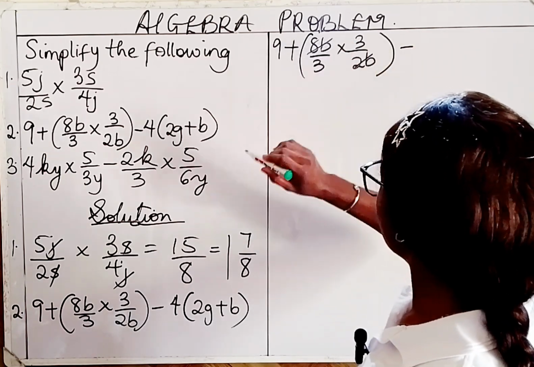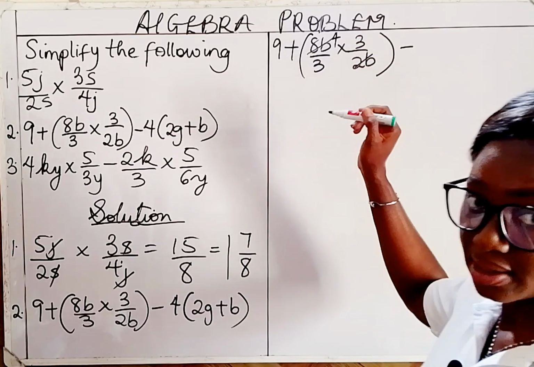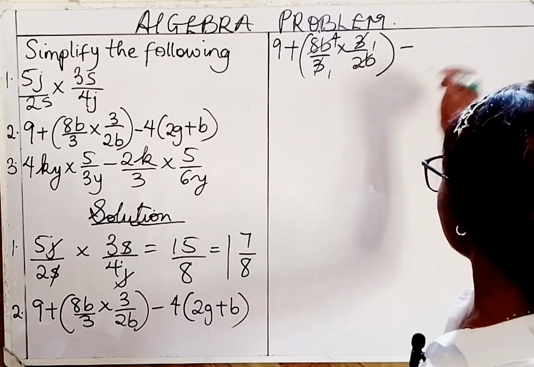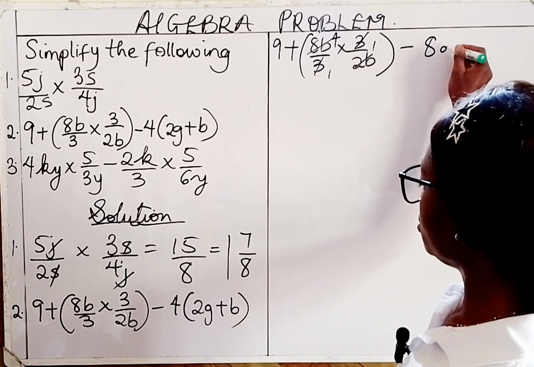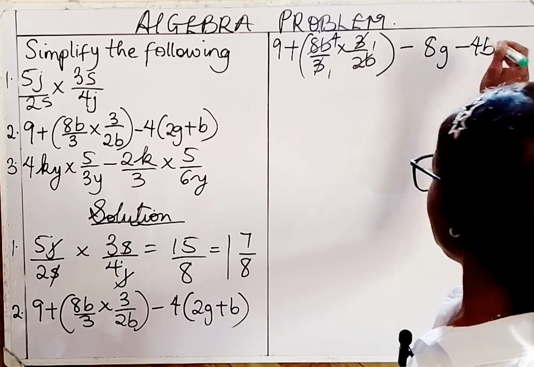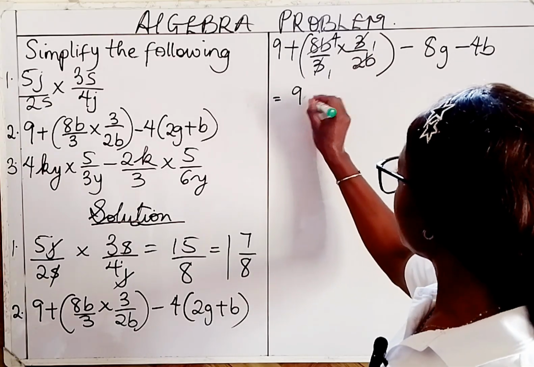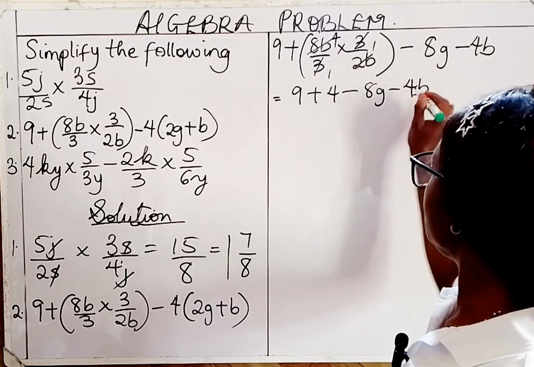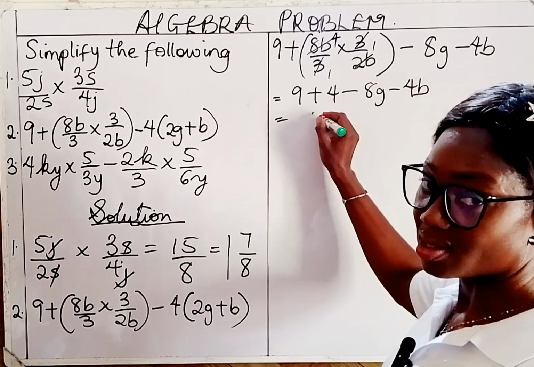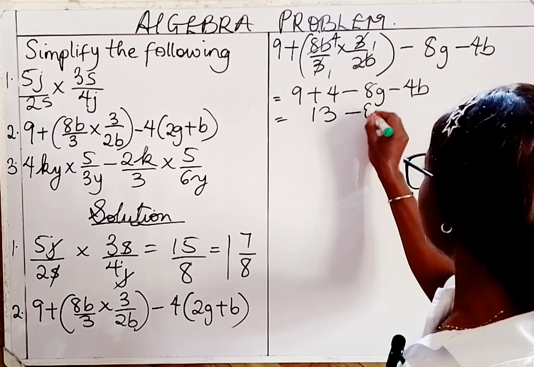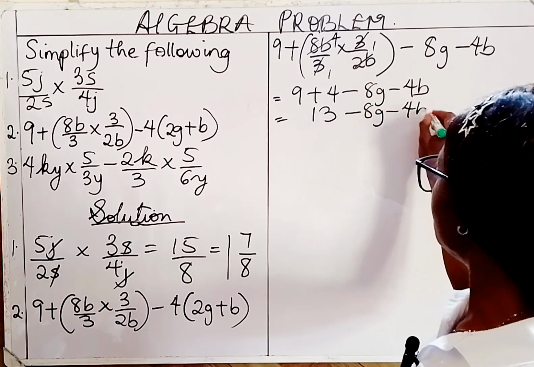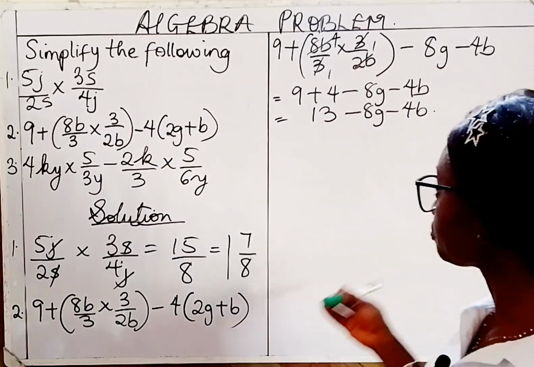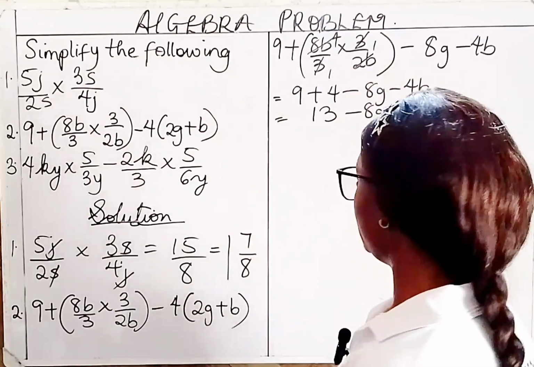2b, cross out 2b to give us what? 4, right? And 3, cross out 3 to give us 1. And here we have 4 times 2, 8g minus 4b. From here we have 9 plus 4 minus 8g minus 4b. 9 plus 4 equals what? 13 minus 8g minus 4b. And this is the final answer. We can't solve further than this because we have different numbers and letters as well.